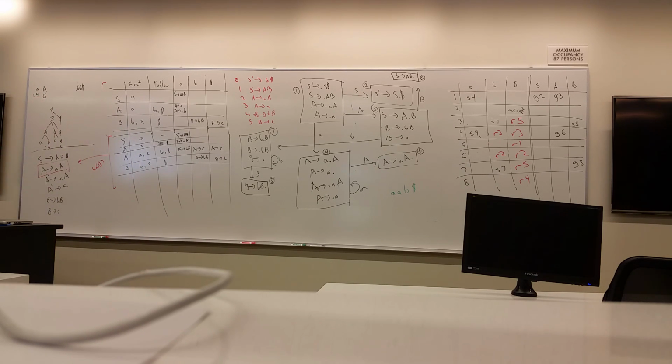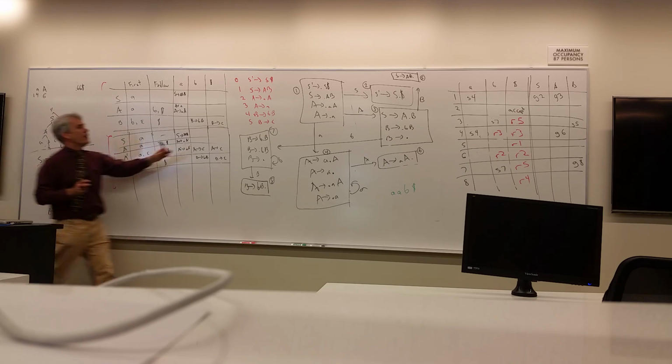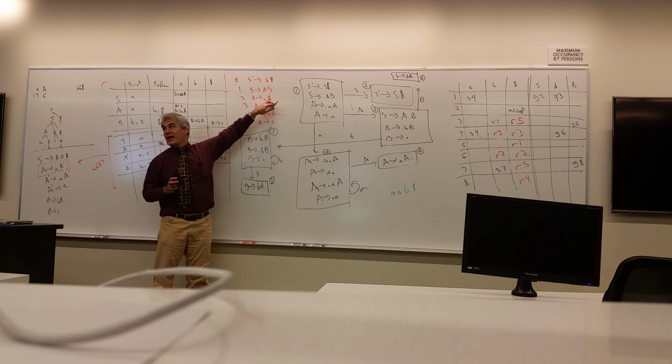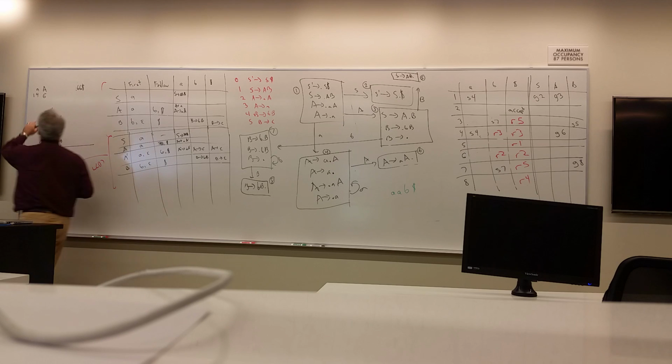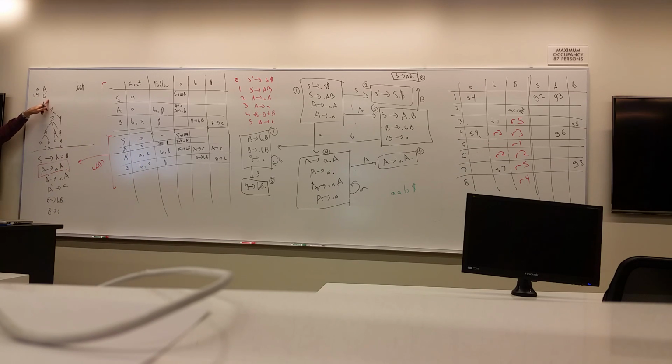Okay, and now 6. 6 and a b are reduced by rule 2. So what's rule 2? Rule 2 is A goes to lowercase a, uppercase A. There better be a lowercase a, uppercase A on top of the stack, otherwise I have something terribly wrong. Oh look, there is a lowercase a, uppercase A on top of the stack. There always will be. Otherwise we couldn't have gotten here. So I pop those two things off the top of my stack, lowercase a, uppercase A, which gets me back to state 1.